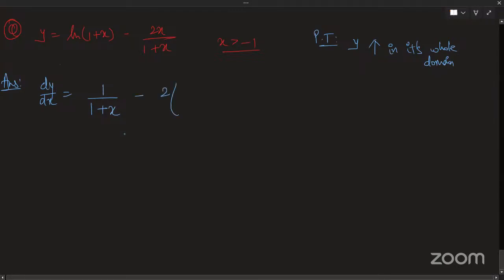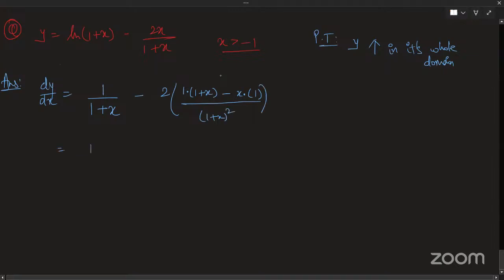Minus 2 times. Now you have got x divided by x plus 1. How will you differentiate x divided by x plus 1? Division rule. So you differentiate the top, keep the bottom as it is, minus keep the top as it is, differentiate the bottom, divide by bottom square.